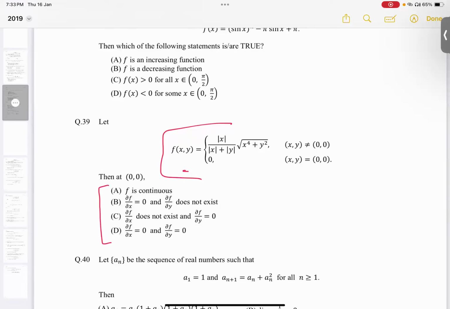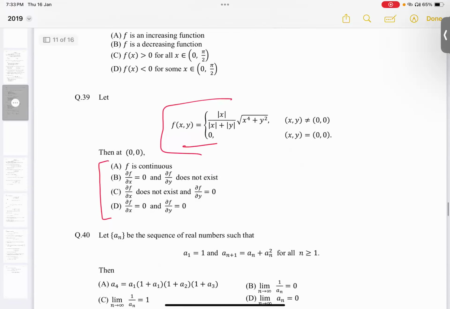Right, your function is this one, and you are asked which one is true at (0, 0). Now, the first option is whether f is continuous at (0, 0) or not. So let's try that part.